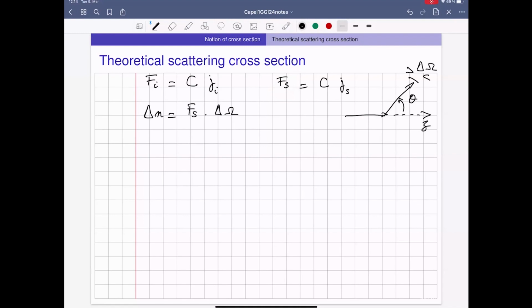So if I want to measure the differential cross section, what I need to do is take that delta n and divide it by Fi times n. In this case, because we do a quantum mechanical calculation, we will assume that you have one diffuser, just one particle. This is an ideal experimental device. You have just one nucleus in the target.